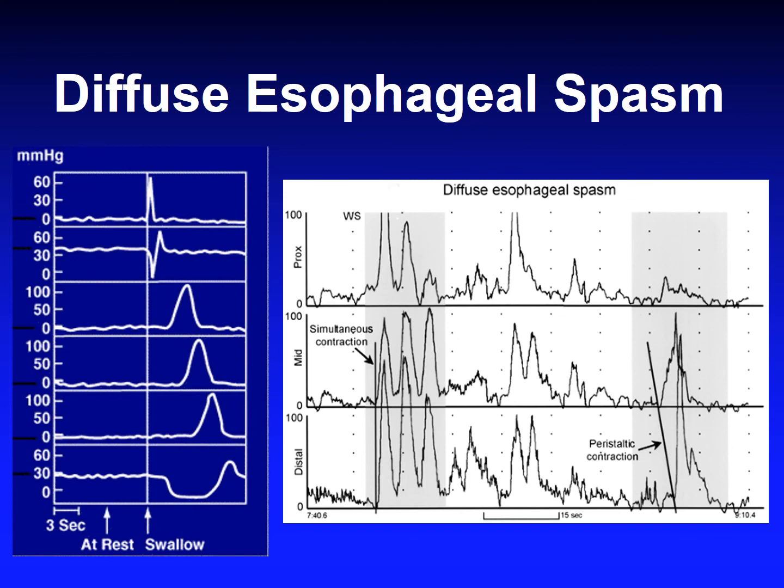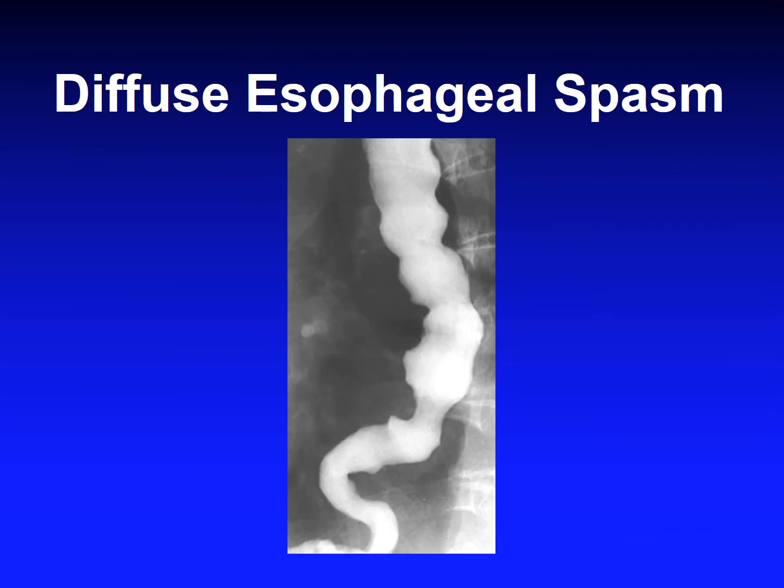When we take a barium study, radiographs, the picture will look like this. We call that a rosary esophagus, or sometimes we call it a shish kebab esophagus.